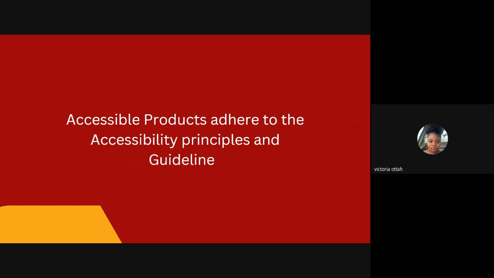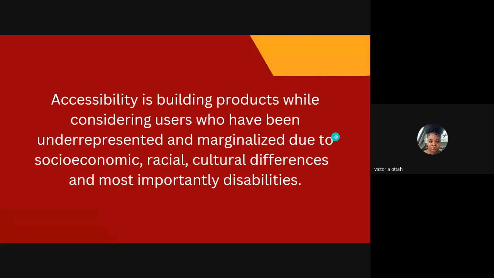That's a whole lot of grammar. So let's break it down. For you to talk about accessible products, you have to talk about accessibility, right? So what exactly is accessibility?